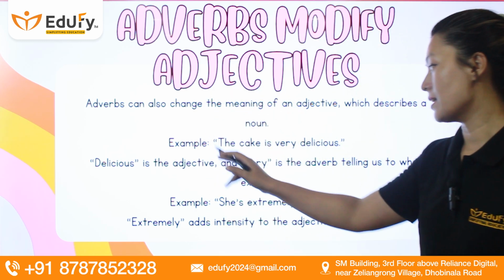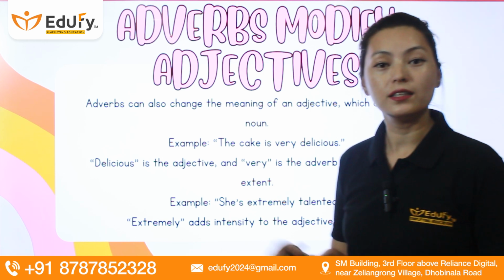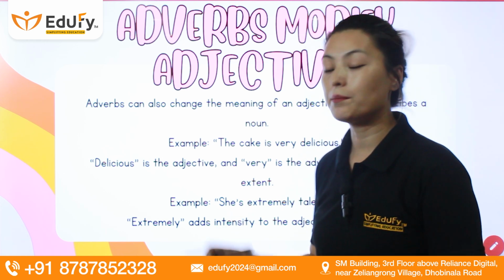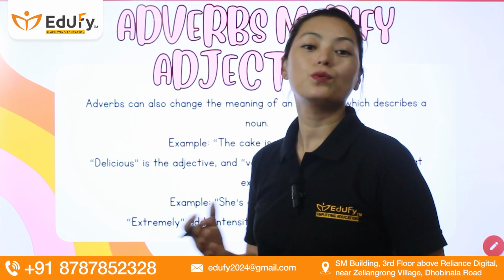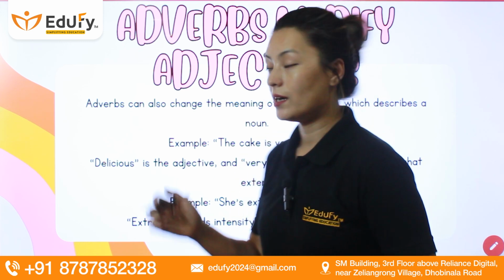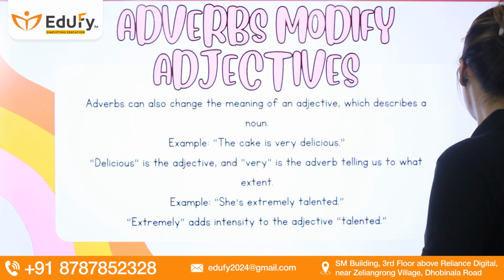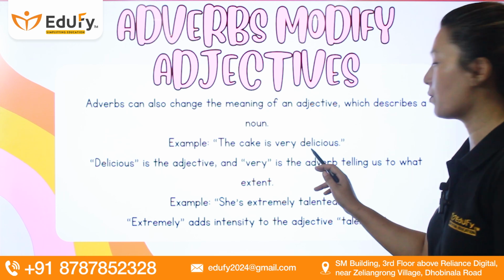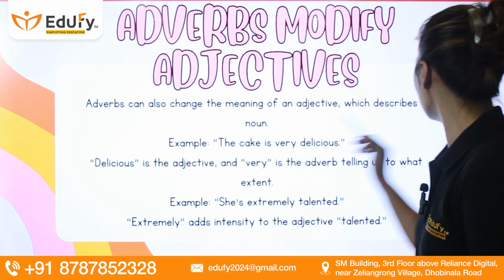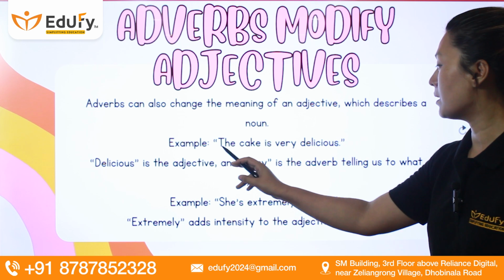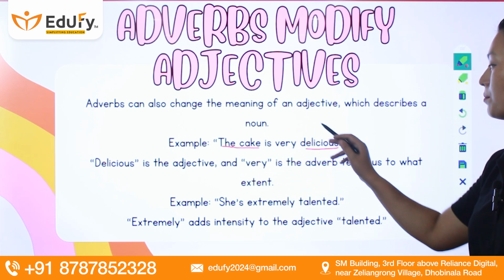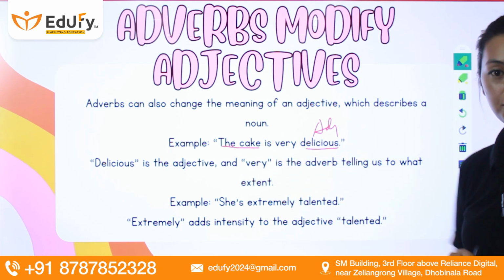Let's take a look at the example. The cake is very delicious. Here we're talking about the cake. The cake is a noun, right? And which word is describing the noun? It is the word delicious. So delicious is the word that is describing the cake. So in that case, the cake becomes the noun and this one becomes an adjective.